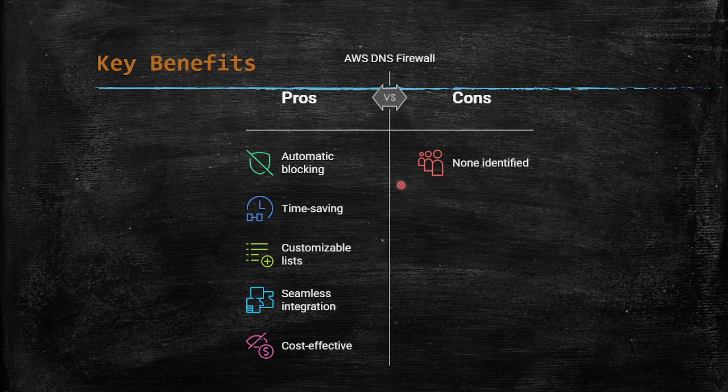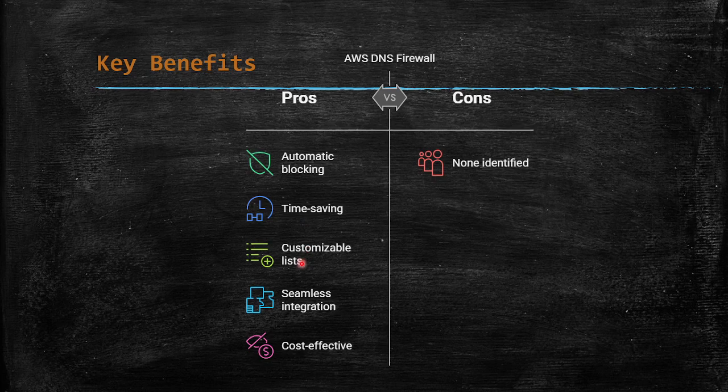What are the key benefits, pros and cons? I could see a lot of pros out there. I couldn't see any cons. Automatic blocking: it blocks all your requests automatically based on filters. Time saving: your network engineer doesn't have to keep monitoring all day for threats.